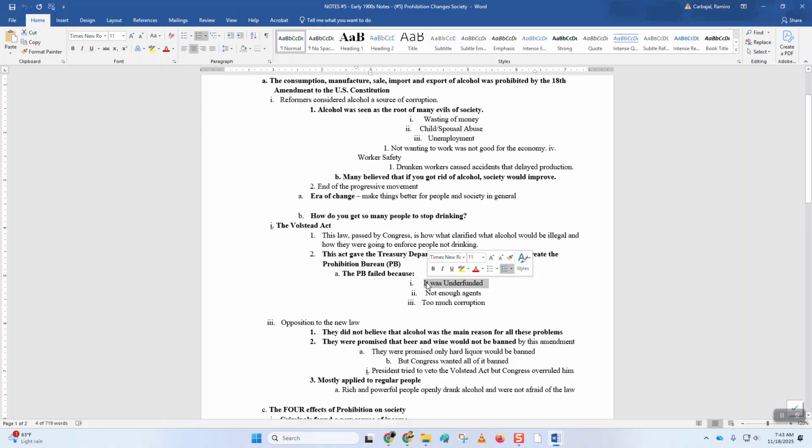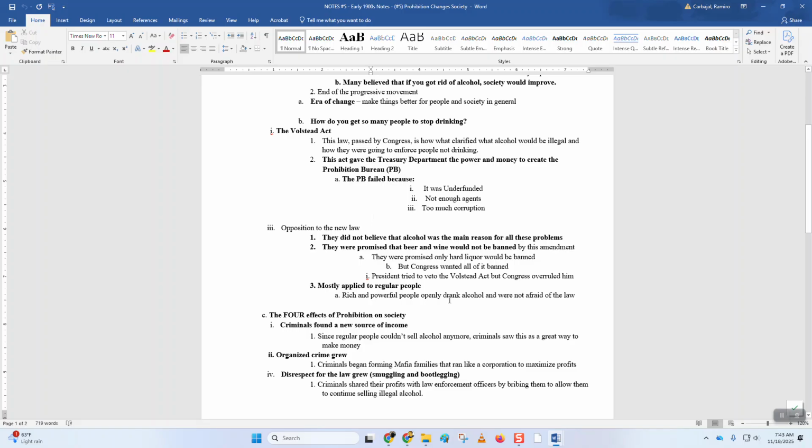If you've got to stop people from drinking across the country, that's going to take a huge agency, which means a huge amount of money, and they just didn't give them money. They didn't have enough agents. They did not have enough agents to be patrolling the streets and making sure people weren't drinking. And simply too much corruption. As we're going to talk about, corruption is going to be a big part of prohibition that's going to make it not work, and the people being angry about not being able to drink is going to allow corruption to be even easier.